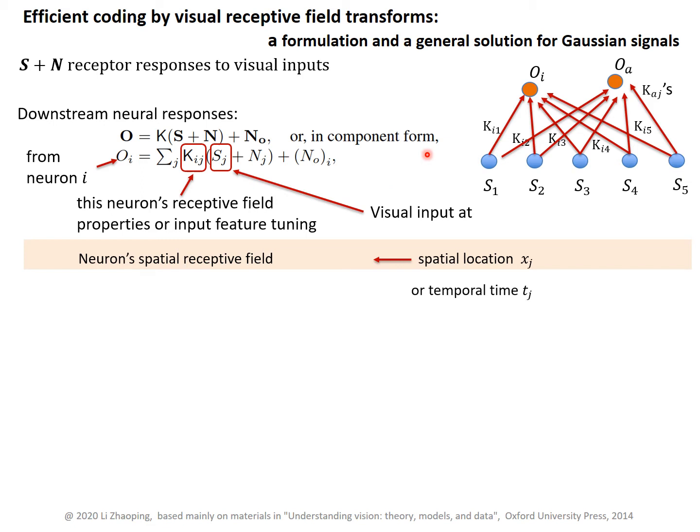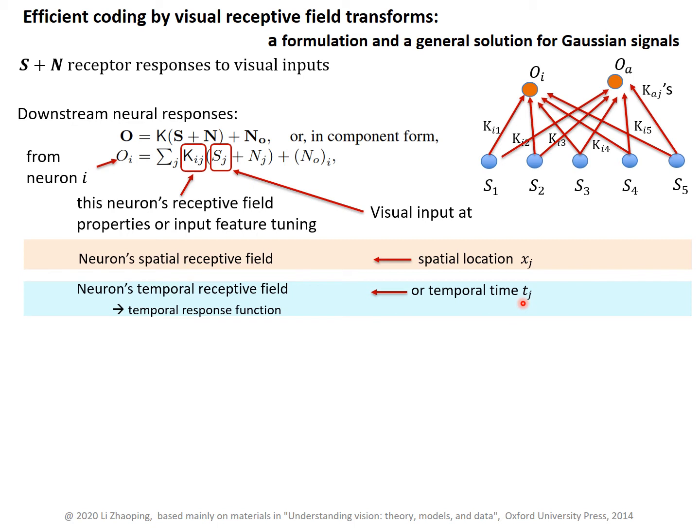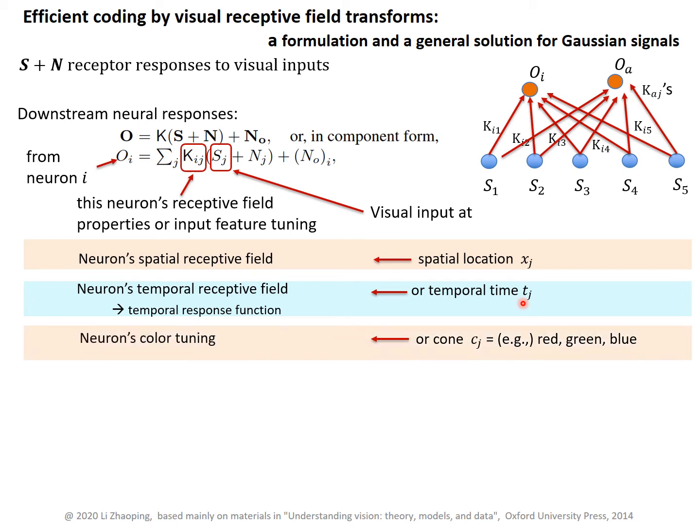And Sj can also describe input at time instant tj. In such a case, the encoding transform K describes the neuron's temporal receptive field, and we can use this to get a neuron's temporal response function. Sj can also describe visual inputs from different cones, so different j's for different cones. Then Kij describes a neuron's color selectivity and color tuning.